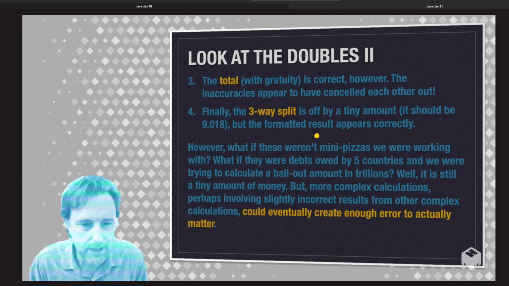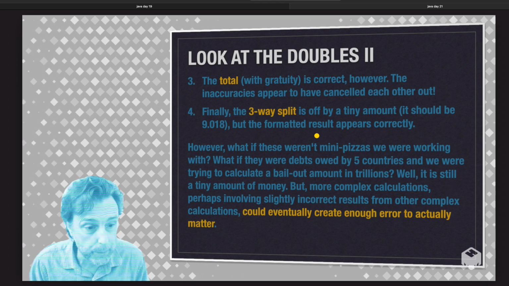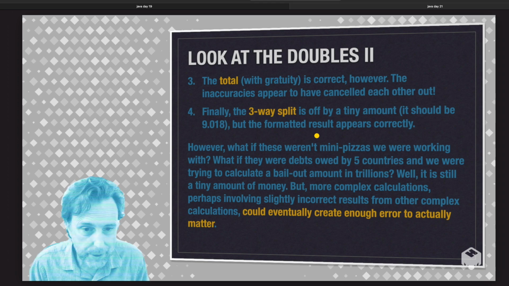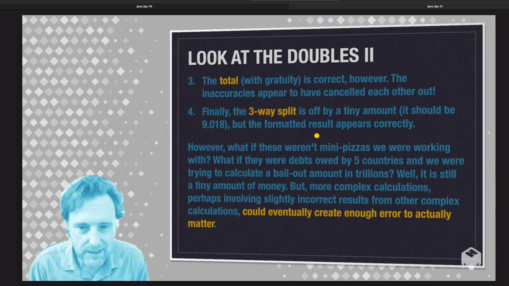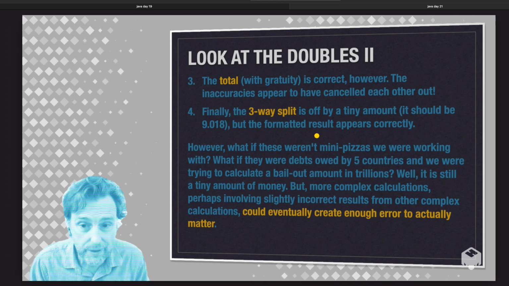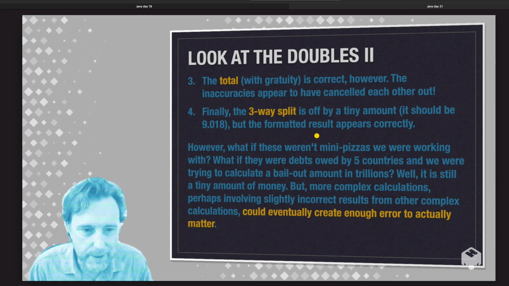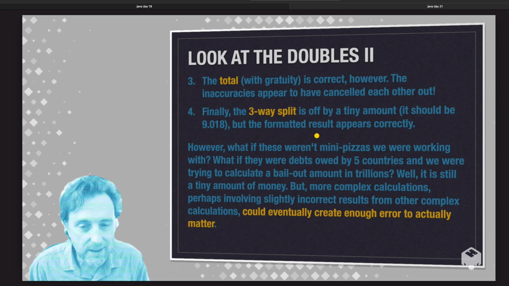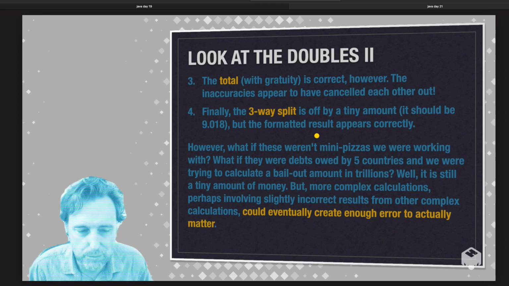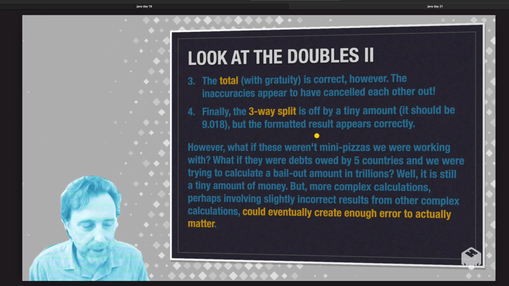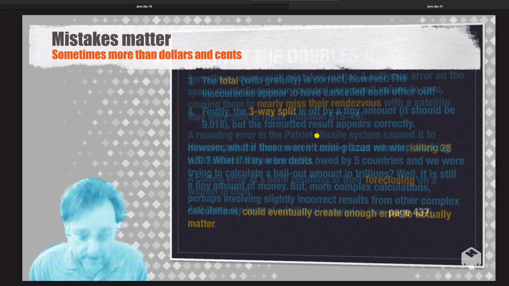And so another way to look at it, though, is what if these weren't mini pizzas? What if they were large numbers? Like the big European debt bailout a few years ago, bailing out Greece and Italy and some of the countries that were really struggling, with huge multi-billion-dollar, trillion-dollar payments. What if, as those were calculated, some of these errors crept into the calculations, right? Then we might not be dealing with a penny. Maybe you'd end up dealing with a number that's quite a bit larger.